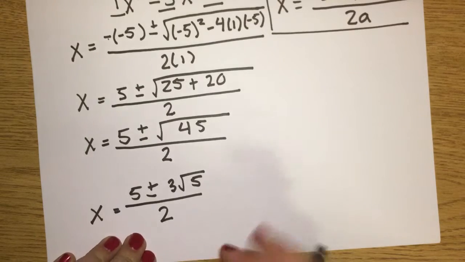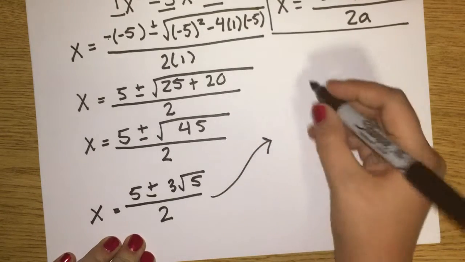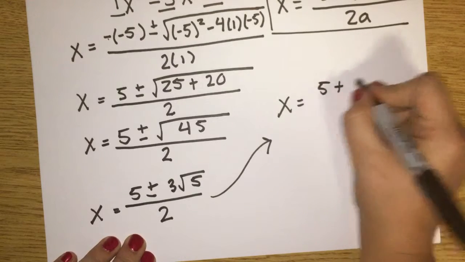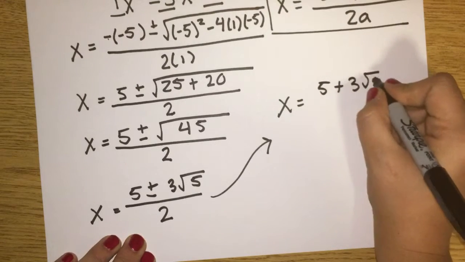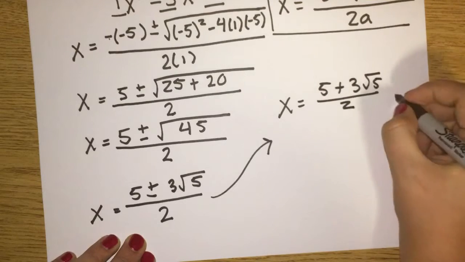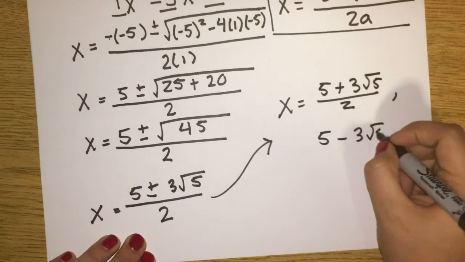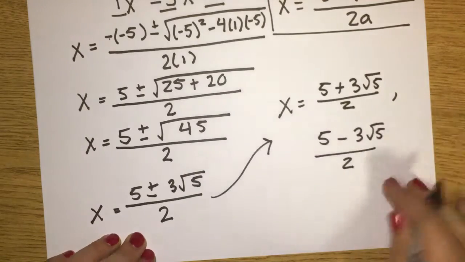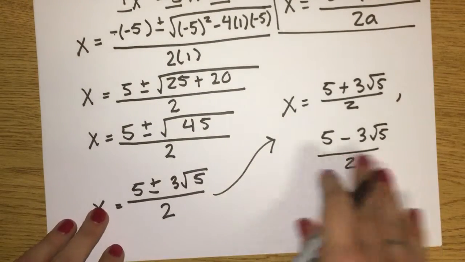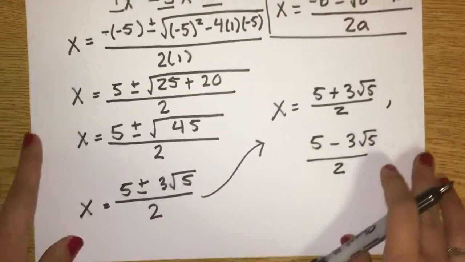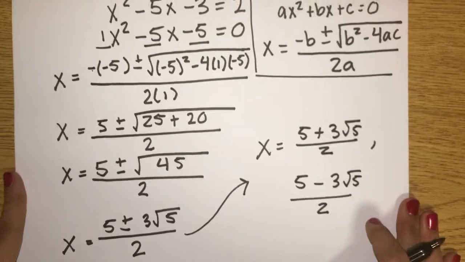If you want to break it apart even more, you can do x equals 5 plus 3 radical 5 over 2 and 5 minus 3 radical 5 over 2. Both of these will suffice. It's just breaking this plus or minus up. This is just a simpler way to write it. But that is how you solve a quadratic equation.